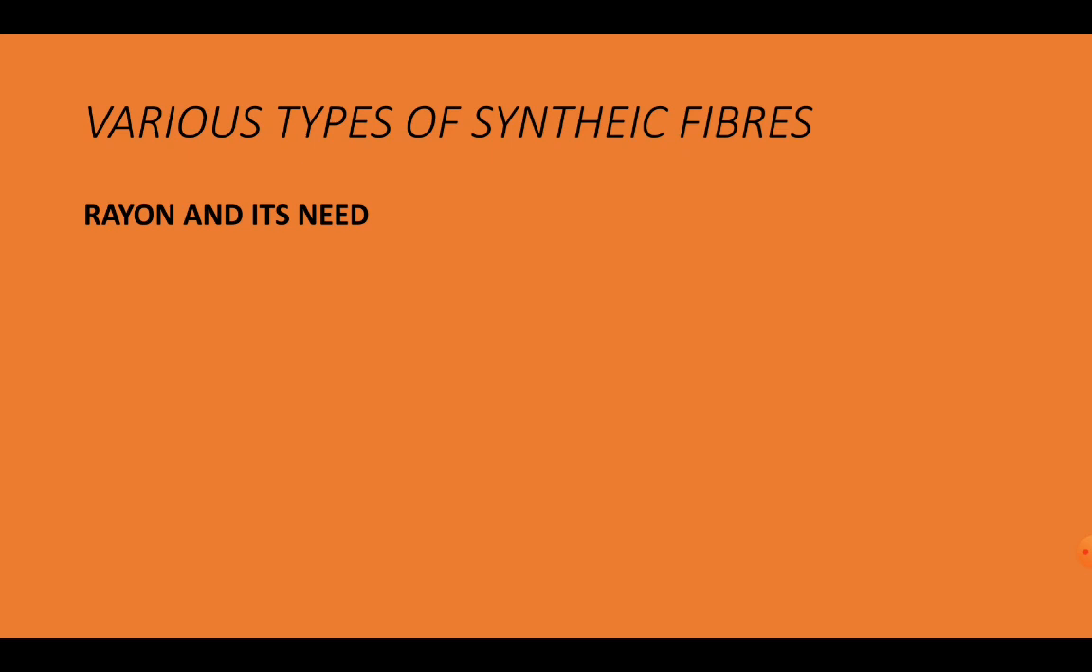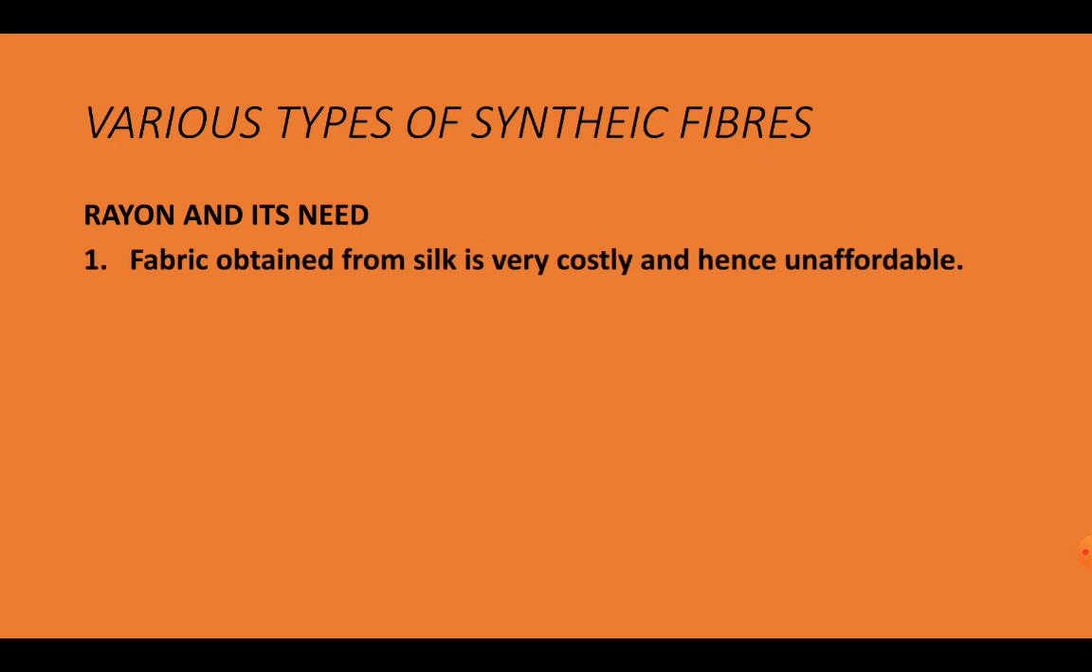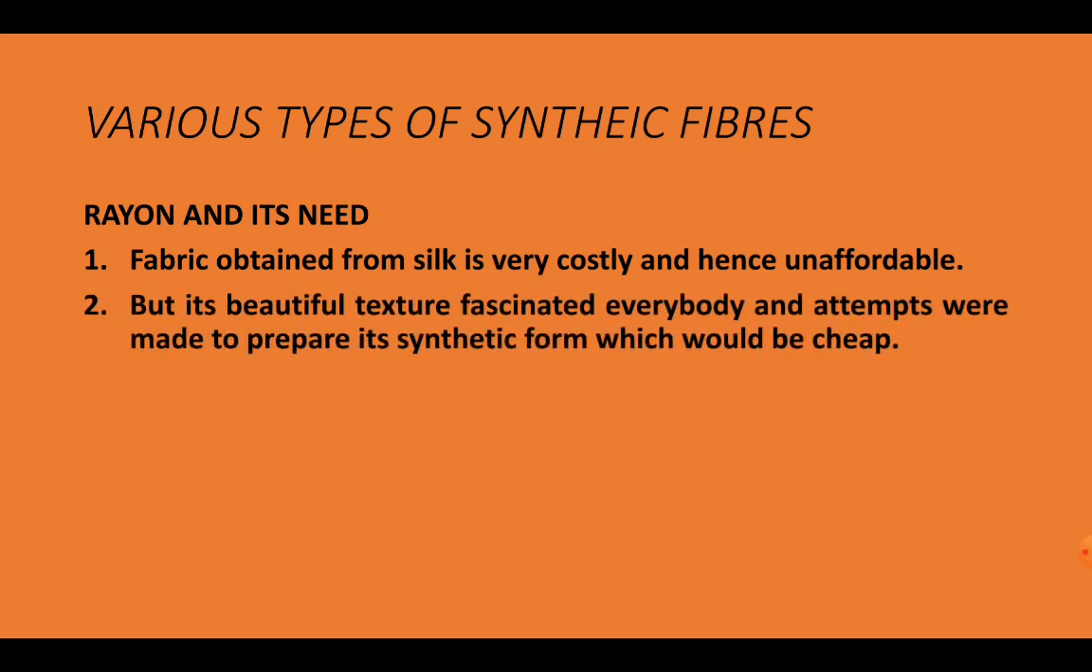Now the first synthetic fiber we see is rayon. Now what is rayon and what is its need? So fabric obtained from silk is very costly and hence unaffordable because many people cannot buy silk due to its high price. But the beautiful texture of silk fascinated everybody, and hence attempts were made to prepare its synthetic form, which would be cheap.